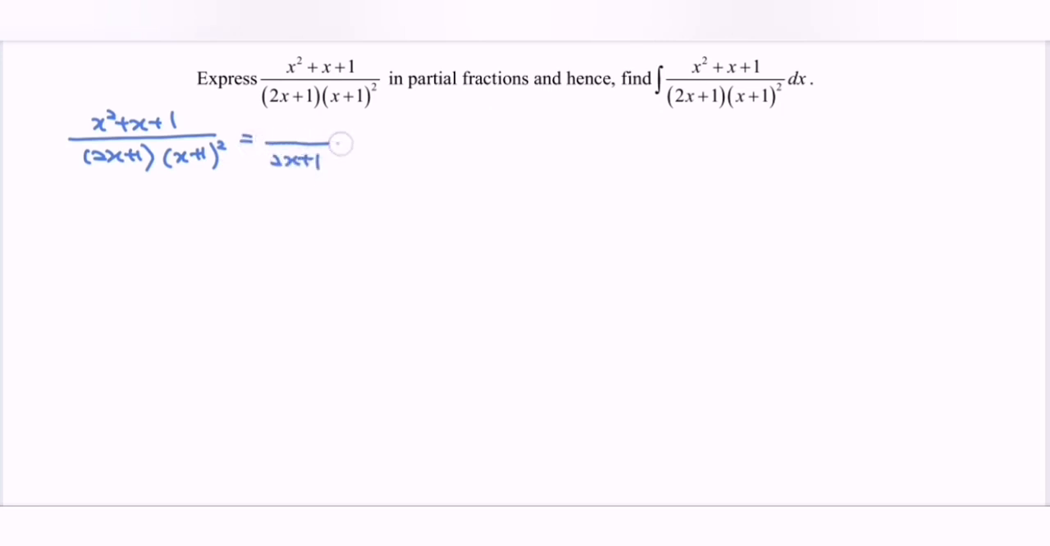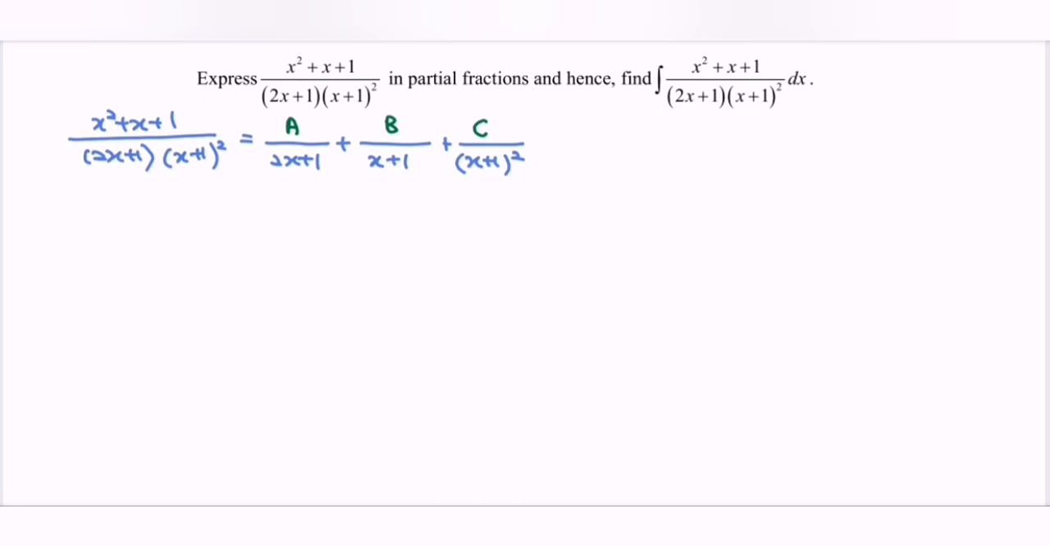So for this case, we have a repeated linear factor. Here we have a constant because of the linear factor 2x plus 1, another constant for the linear factor x plus 1, and another for the repeated linear factor (x plus 1) squared. So this one we consider as linear, so the numerator will be a constant.